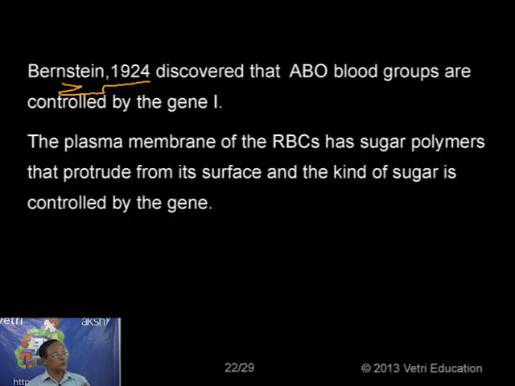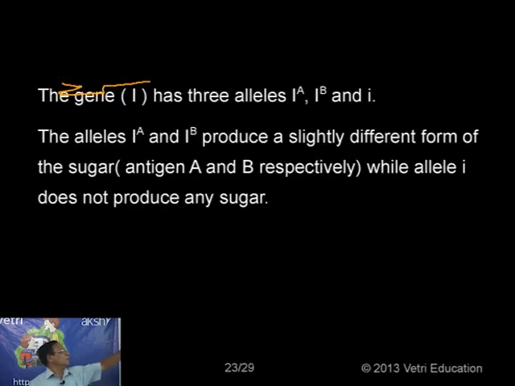Now normally we have two kinds of sugar, and these sugar polymers are controlled by the gene. The gene is formed in three allelic forms. So the gene I has three alleles, namely A, B and i. The IA gene and IB gene are dominant over the small i gene. The alleles A and B produce slightly different forms of antigen, and both are dominant over this one.